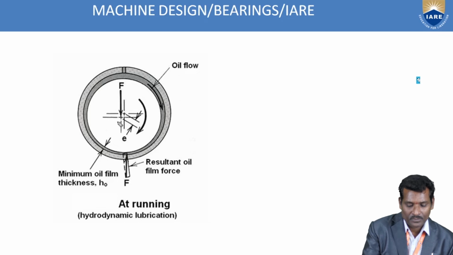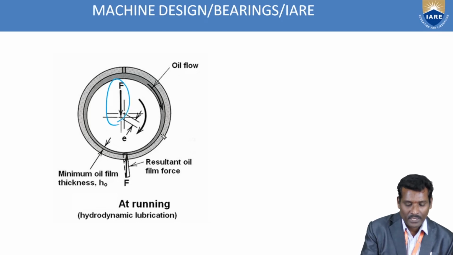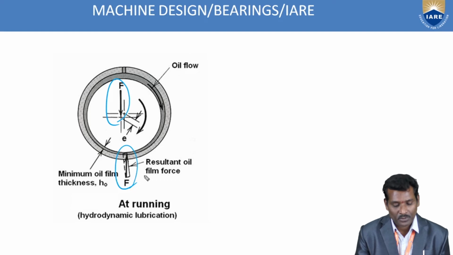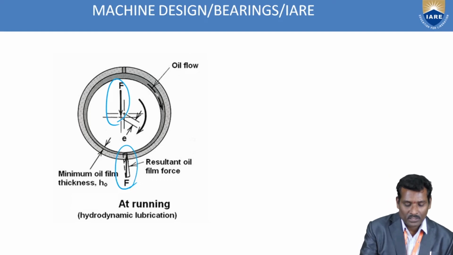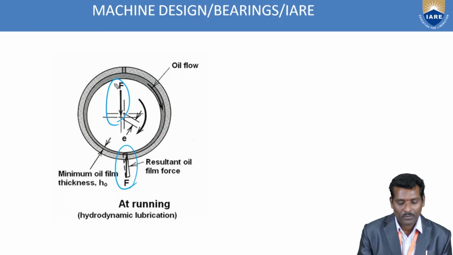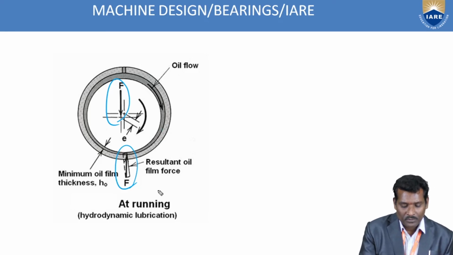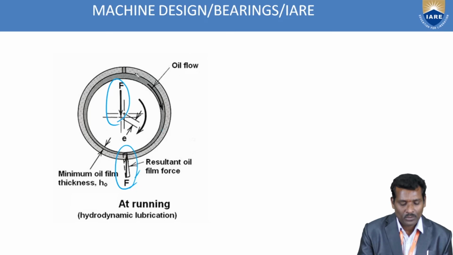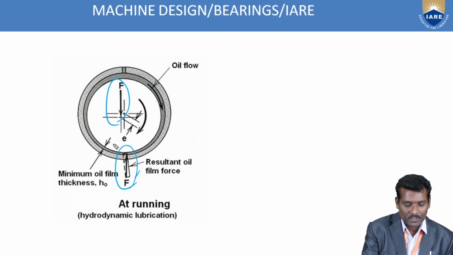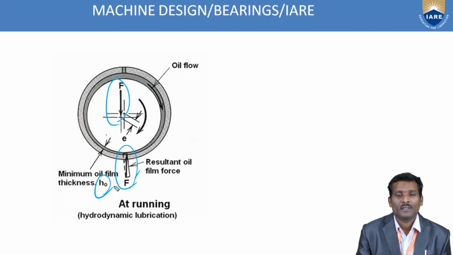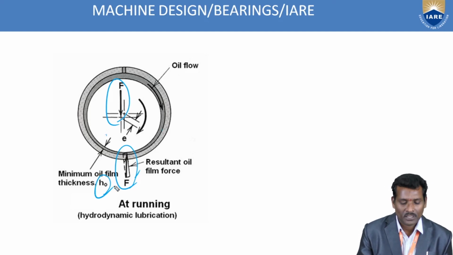So this is the load axis, the load acting, and this is the opposite force, that is the pressure force. Here slowly the oil fills this gap. So more oil is drawn up, and the resultant oil force will act opposite to the radial load. So minimum oil film thickness is possible here. That is H naught, as we discussed in a previous session.